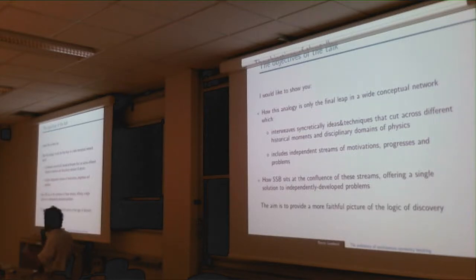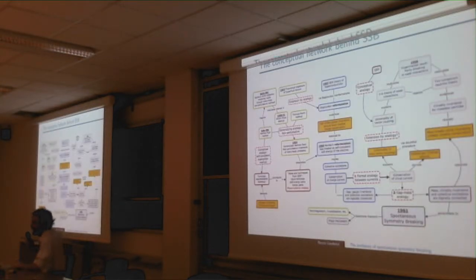Now, the aim, which of course transcends this whole project, is to provide a more faithful picture of the logic of discovery. So, you will understand better as we go on. Now, this is the scheme of the conceptual network behind spontaneous symmetry breaking. Of course, don't be afraid. We're just going to go through the main points of this diagram, so the content of the papers that I mentioned is just down here.